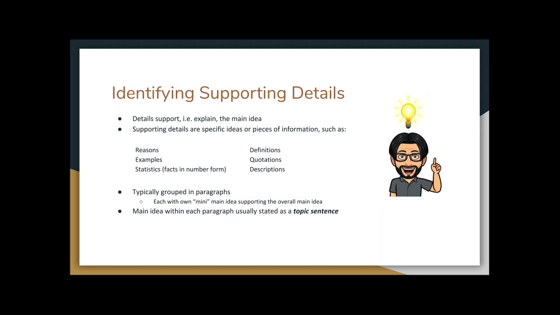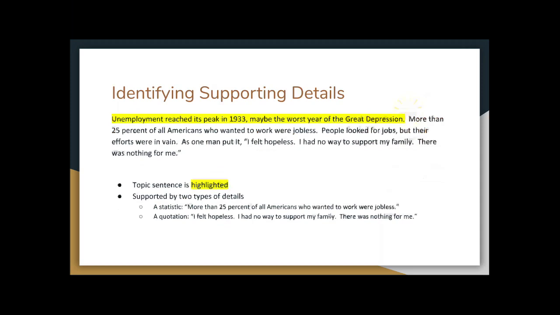Typically, supporting details are going to be grouped in paragraphs. Each paragraph will have its own mini main idea that supports the overall main idea, or the key point that the author wants to get across. The main idea within each paragraph is usually stated as a topic sentence. Let's take a look at an example.